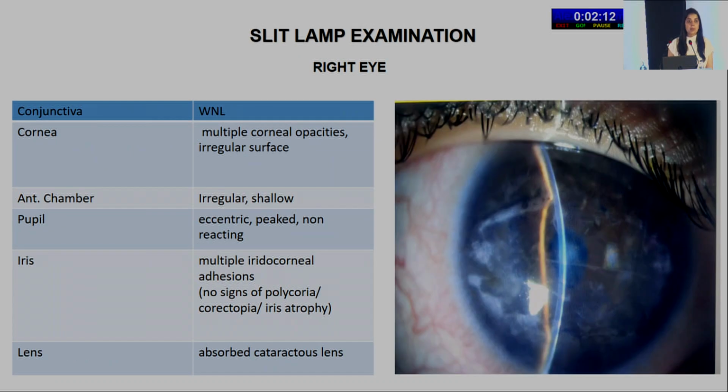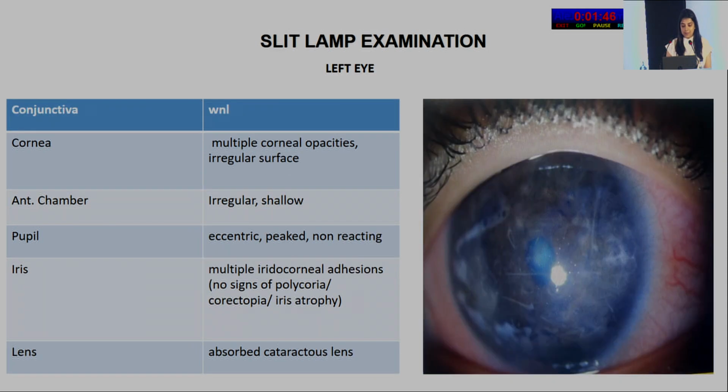On slit lamp examination, both the eyes had almost similar presentations. The conjunctiva was within normal limits. In the cornea, as you can all see, there are multiple corneal opacifications and the surface was irregular. The anterior chamber was irregular and shallow, and the pupil was eccentric, peaked and non-reacting to light. In the iris, there were multiple iridocorneal adhesions and there was no sign of any polycoria, corectopia or iris atrophy, and there was an absorbed cataractous lens. This is the presentation of his left eye.